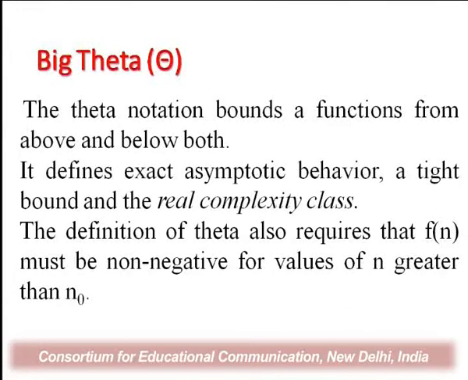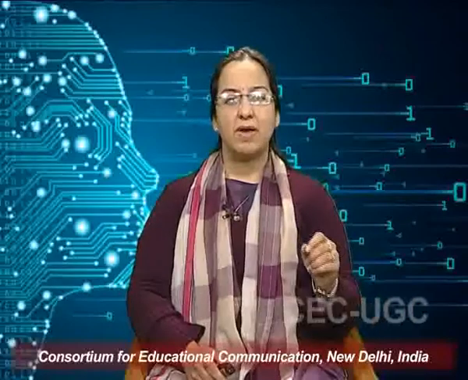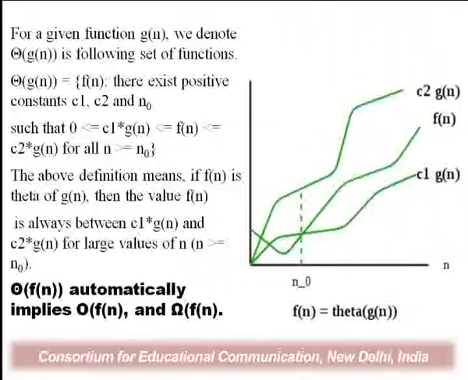If I am talking about asymptotic analysis, your f(n), or your running time, should not be negative in whatever cases you are talking about. For theta, you can see that graph on the screen. So, f(n) here is theta of g(n). You can see your f(n) is sandwiched between C2 g(n) and C1 g(n), where C1 and C2 are two constants.